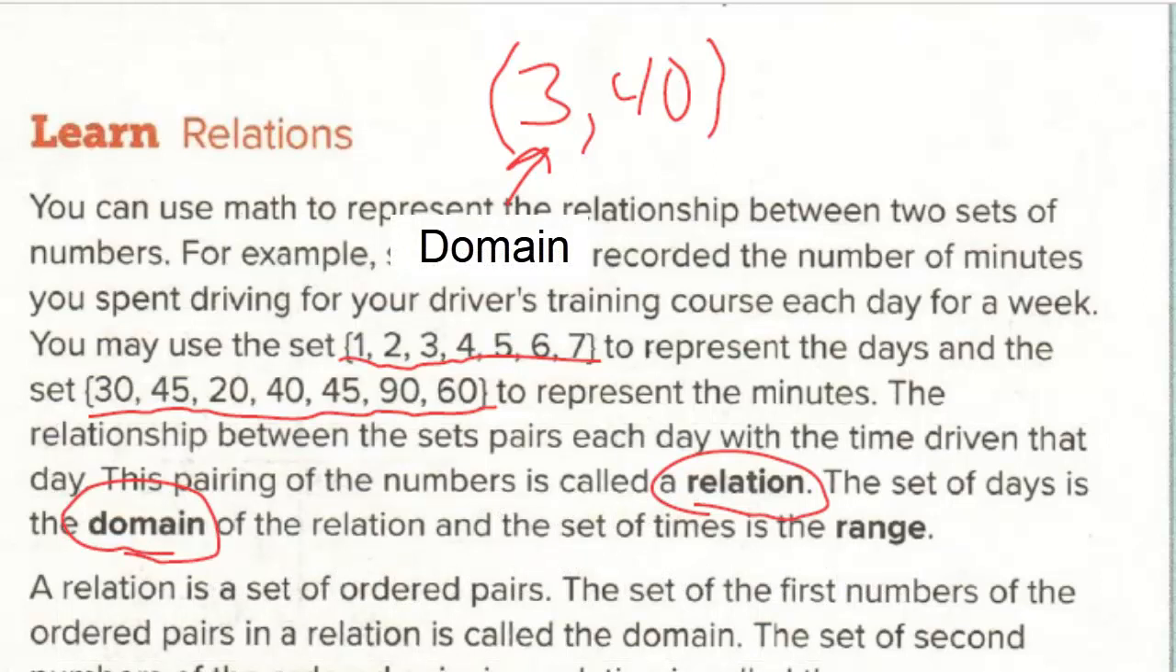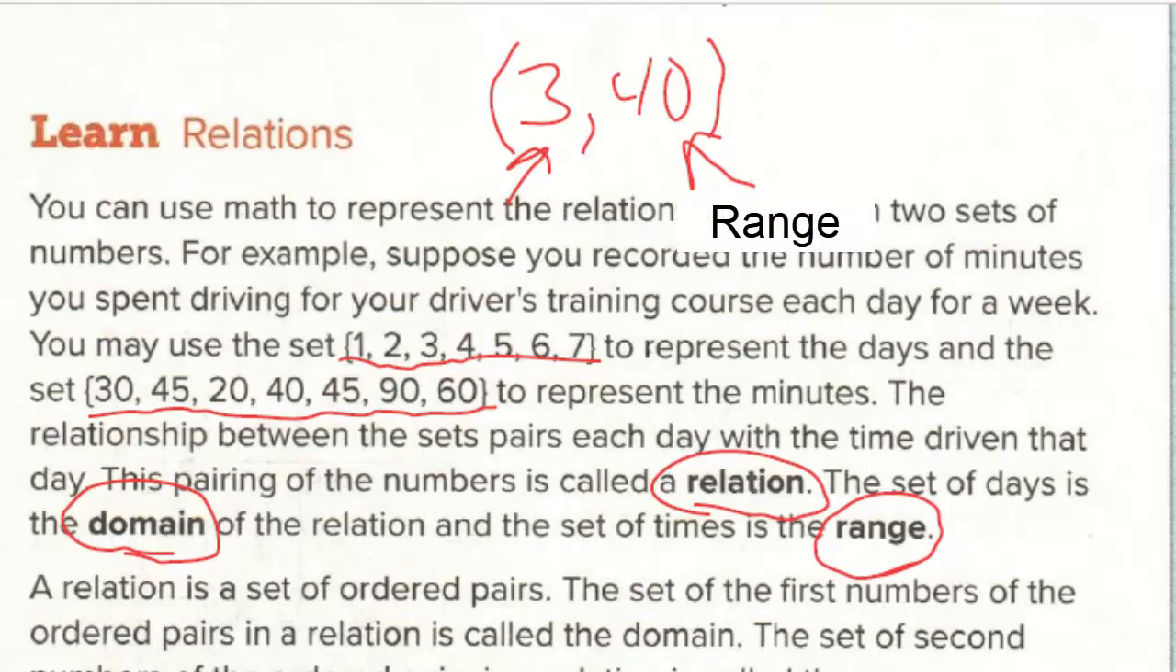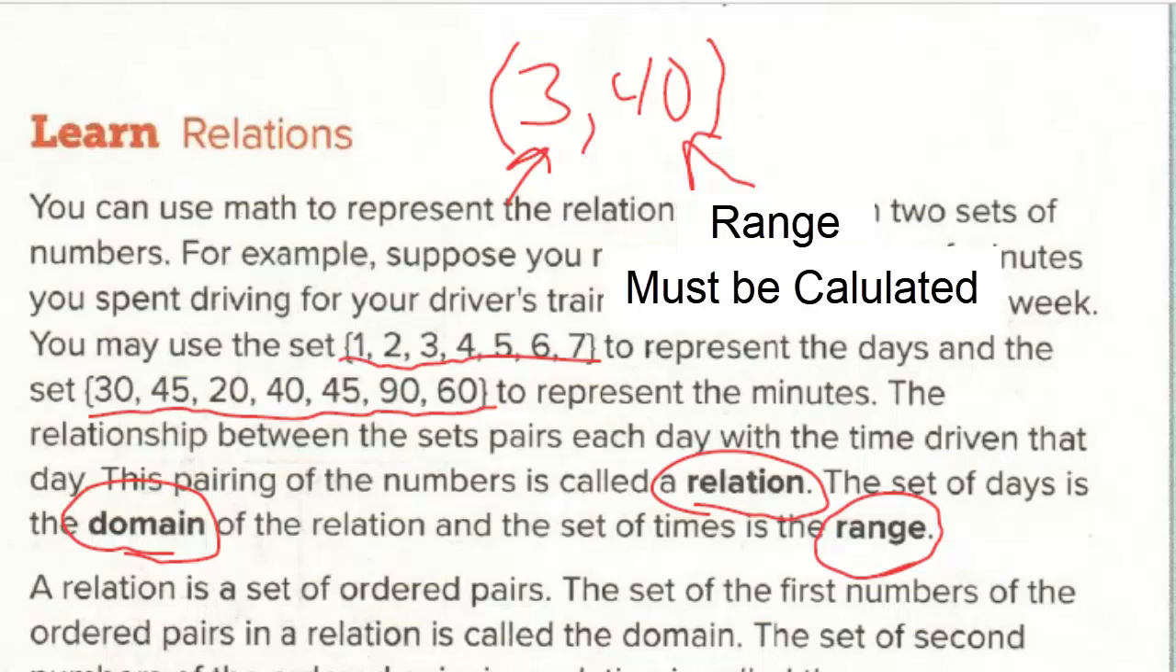We're also going to call that our independent variable because usually that's the number we choose, we make up. Sometimes it's given to us, but most of the time we make it up ourselves. And the one thing that we can't make up is the range, which is this number on the right-hand side. There's usually some sort of rule that changes the domain into the range, and the range is almost always calculated.